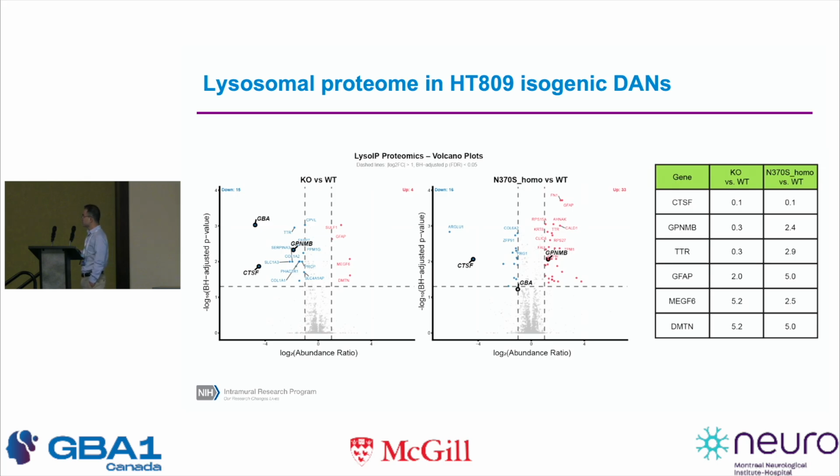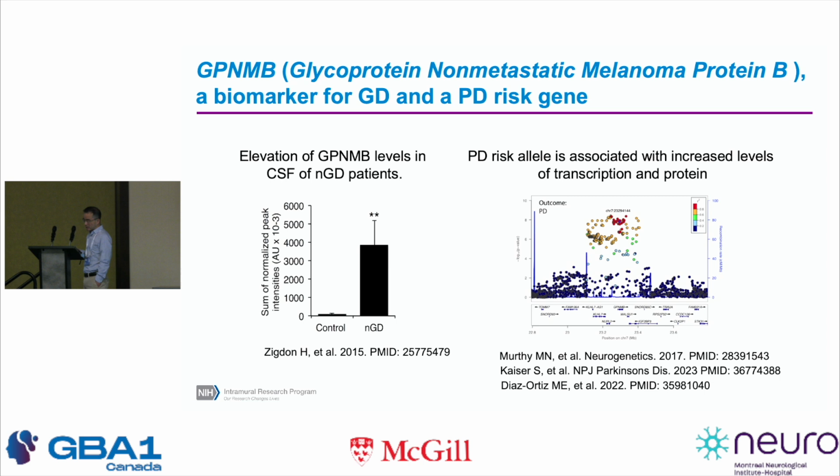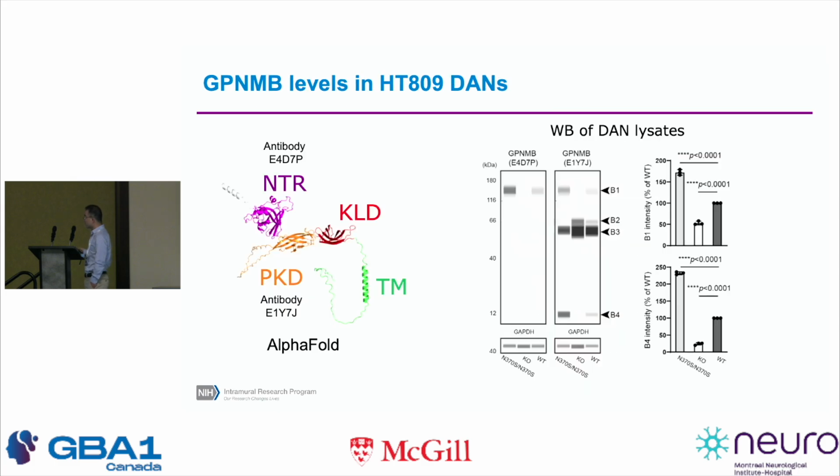We followed up on GPNMB because it was identified by Dr. Fatima's group as a biomarker in a set of samples from patients with neuropathic Gaucher disease. GPNMB is also a PD risk gene, and the PD risk allele is associated with increased levels of the protein. GPNMB is a transmembrane protein with a large luminal domain. We identified 2 antibodies that work well in our hands for Western blot. Both of them recognize the luminal domain of this protein.